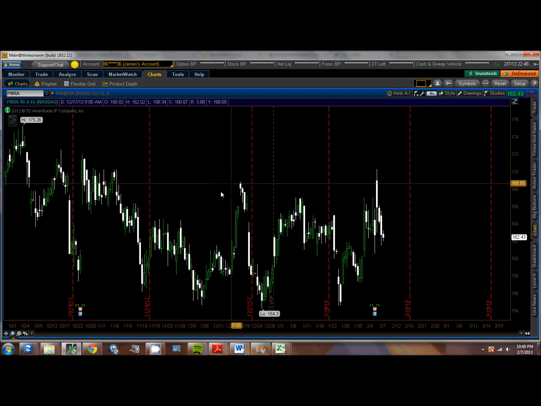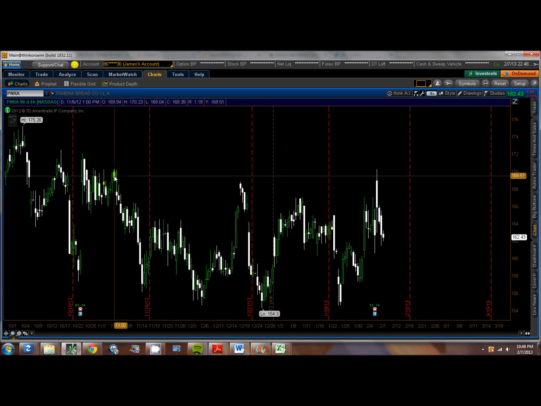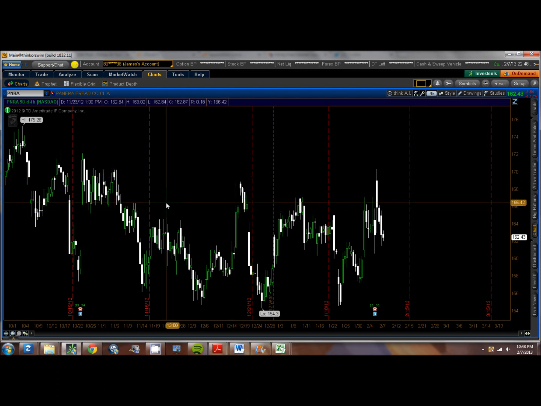I am looking at Panera, a 4-hour chart of Panera, and you might notice that my chart looks a little different from yours. I'm actually in my real money account here, and these are the settings I personally prefer. I like a black background with green and white candles. The white candles are your bearish candles, the green candles are your bullish candles. And so this is a 4-hour chart of Panera.